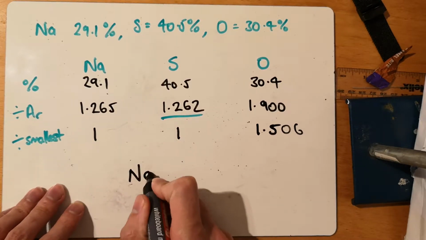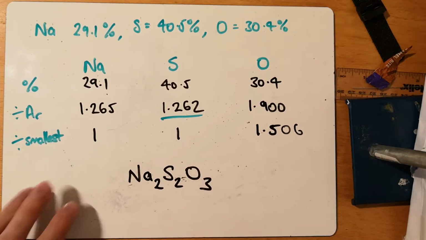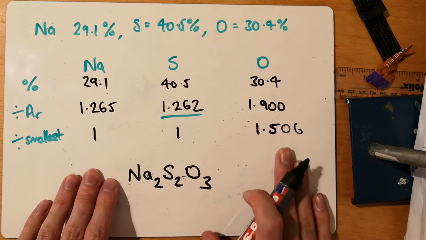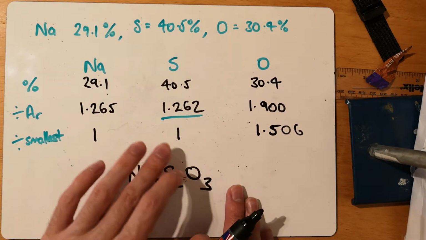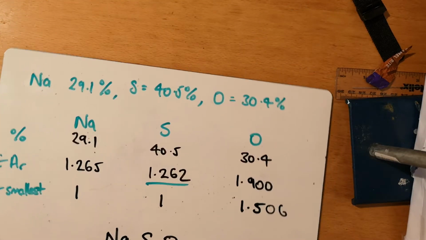And the empirical formula of this is Na2S2O3. So that's now a whole number. So that works. We've just doubled each of them.